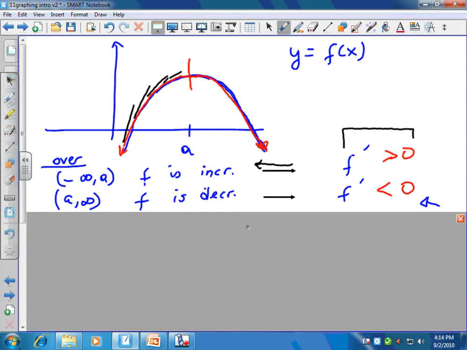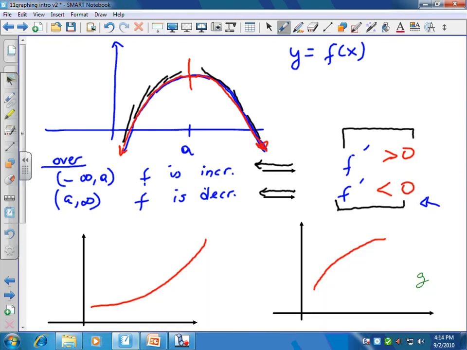Similarly, when the function is decreasing, take a look at the slopes of the tangent lines. They're all going to be negative slopes. So the derivative, which represents the slope of the tangent line, right, will be negative. And the same can be said backwards. So when the first derivative is negative, the function will be decreasing. So in a few moments, I'm going to review those, because these ideas are going to help us put together a plan of action when it comes to graphing polynomials and other sorts of functions.